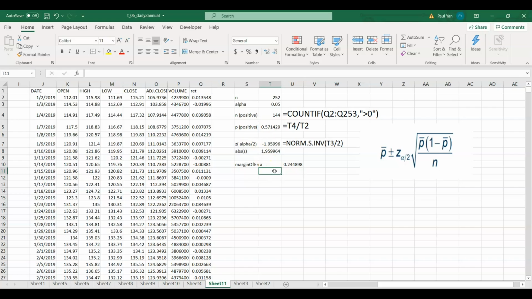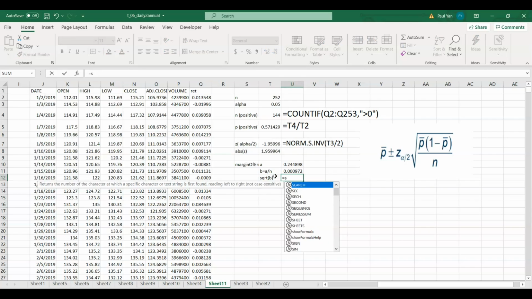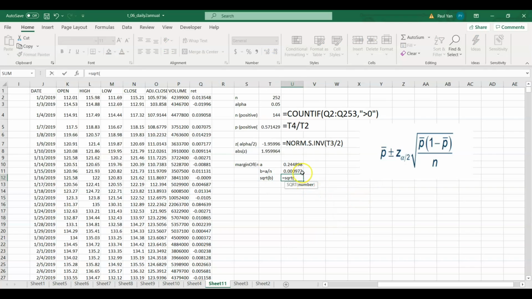Then this I call B. B will be A divided by N. So B equals A divided by N. Finally, we have the square root of B, using SQRT, the square root of B.